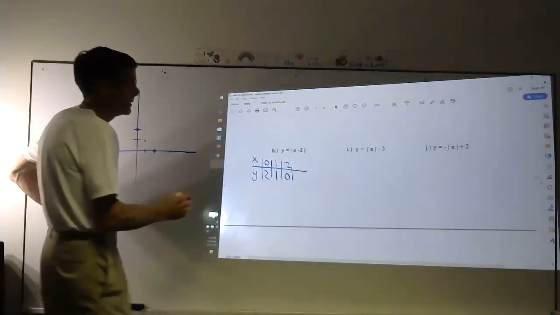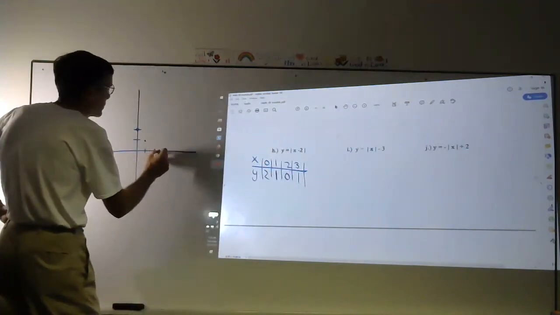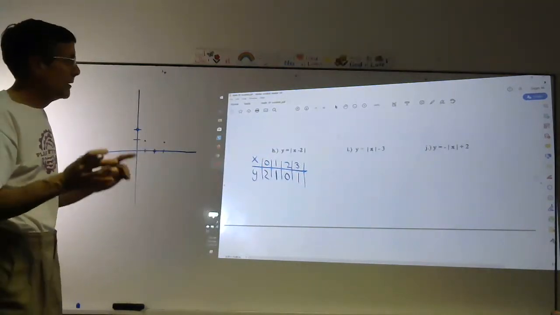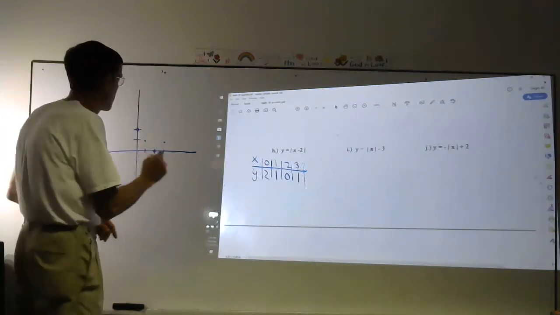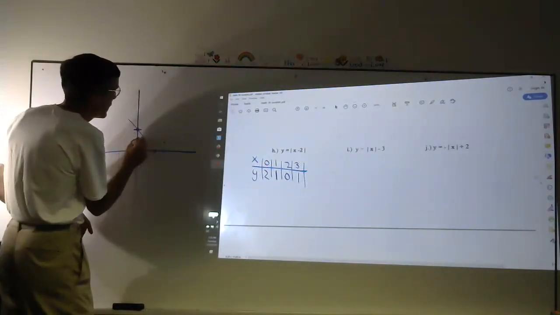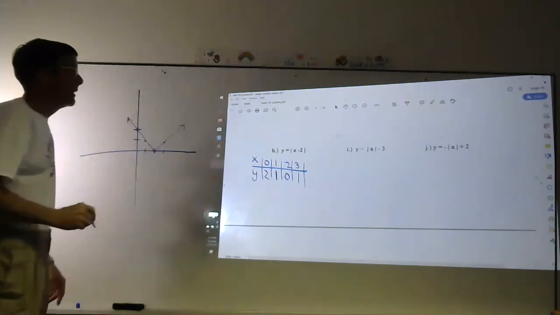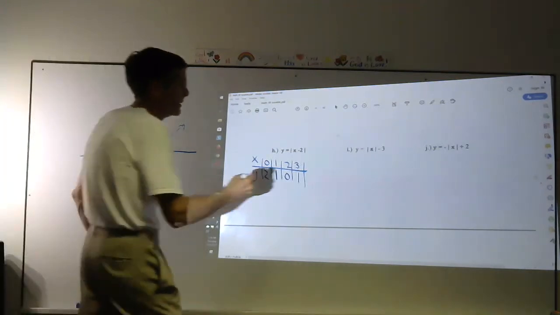Straight line. Let's try 3. 3 minus 2 is 1. The absolute value is 1. 3 also goes to 1. Now you might think that it's a parabola, but it's not. Absolute values do not curve. They're straight lines. The absolute value comes down like this and goes in a straight line that way.